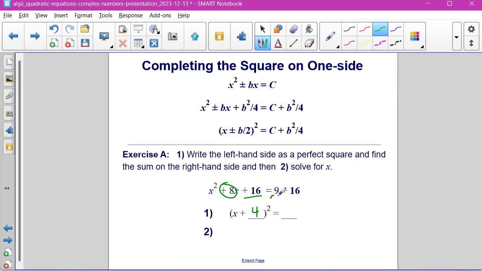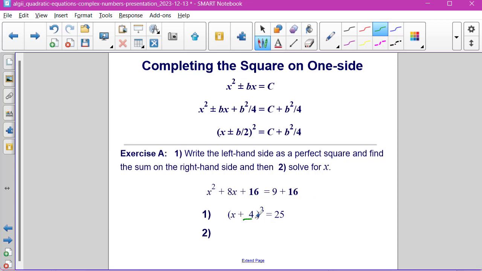And now we can combine our two like terms on the right-hand side. And 9 plus 16 is equal to 25. And the positive 4 and positive 25 do match the solutions that we just found. So now let's finish the problem and find the values of x.